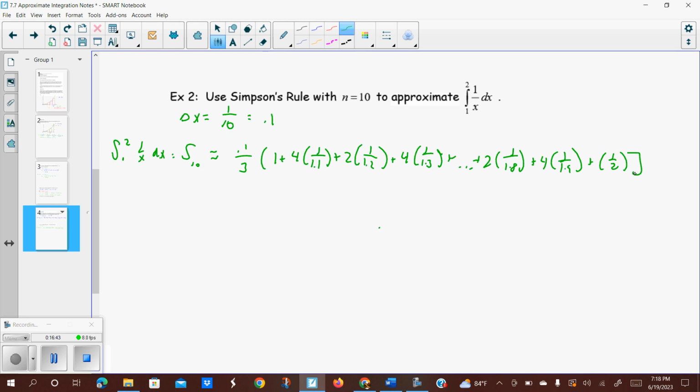And then again, just be careful to plug all this stuff into your calculator correctly. And what you should get here is 0.6935150.